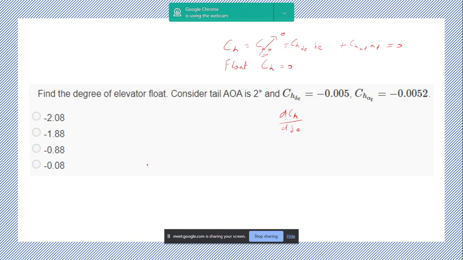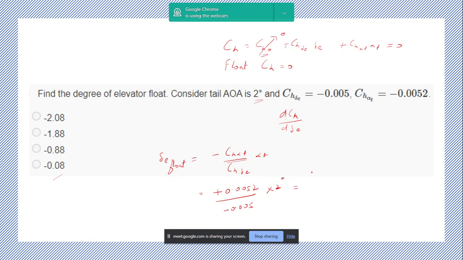So if you substitute all the values there, you get delta E float equal to minus CH alpha T by CH delta E into alpha tail. So what is this value? Minus CH alpha tail is 0.0052 and this is minus 0.005 into alpha tail is 2 degrees. It doesn't matter here if it's degrees or radians because this is a ratio, they're the same term, so it cancels out. Since it's given in degrees, your answer will also come in degrees.